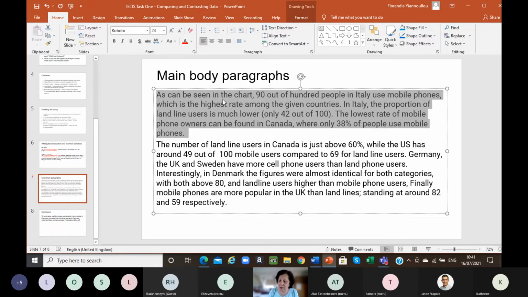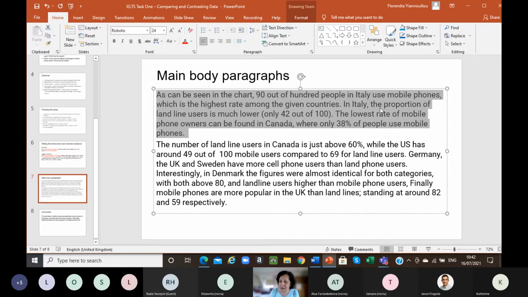Your second essay is the one where you will express your opinion on the topic they give you. Here, you simply describe the data, nothing more, nothing less. So as can be seen in the chart, and it's good to use sentences like that because you use up words. So that's what, 1, 2, 3, 4, 5, 6, 7 words there out of the 150. 90 out of 100 people in Italy use mobile phones. That's your highest, isn't it? Which is the highest rate among the given countries. Given countries is a good way to refer to the countries described in the chart.